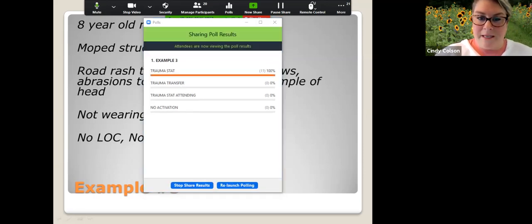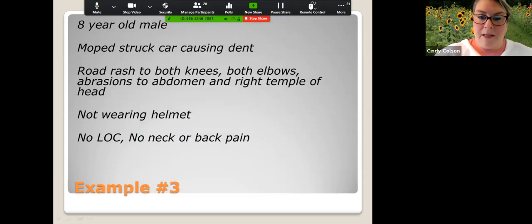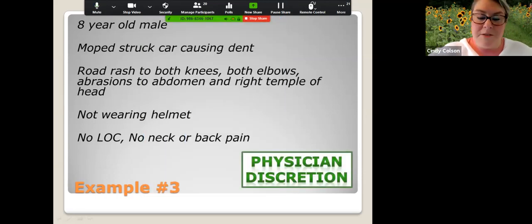So everybody has said that this kid is a trauma stat. And when we look at this, this would be physician discretion, because technically, when you look at our criteria word for word, we don't have anything that talks about mopeds. We don't have anything talking about kids on mopeds running into cars. We don't know how fast the moped was going. But everybody agrees that it was a trauma stat.